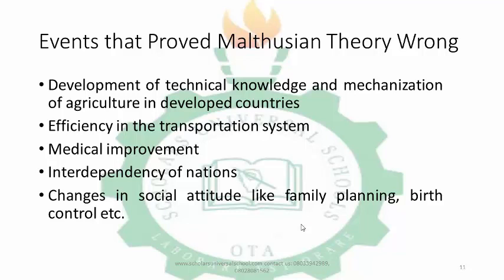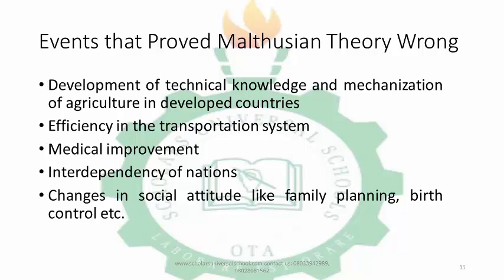So this is one of the events that has helped to prove this theory to be wrong, because we have some developed countries that are able to work or rather to improve their food production in line with the increase in population size. Another event that helped to prove this theory wrong is the efficiency in the transportation system.